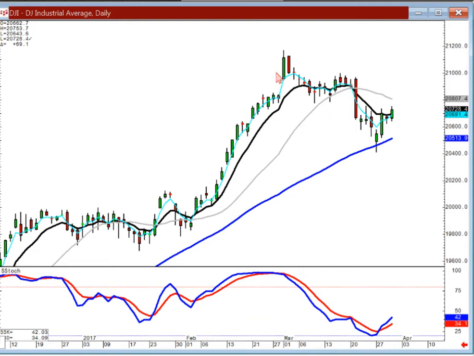When you start waffling on the T line, what does that pretty much tell you? That the price is waffling. You don't want to be in that trade.